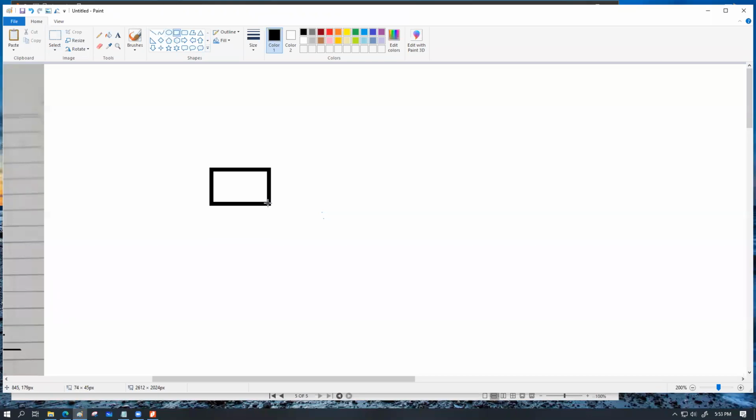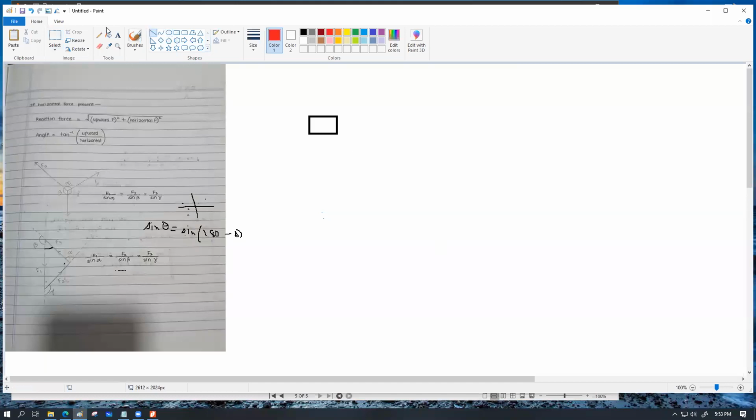Let's say you have an object over here, and you have two forces working on this object. Let me just zoom out to 100%. Okay. So let's say we have one force that is working in this direction. Let's say that force is 100 Newton. And let's say we have another force that is working on this object in this direction. Let's say that force is 170 Newton.